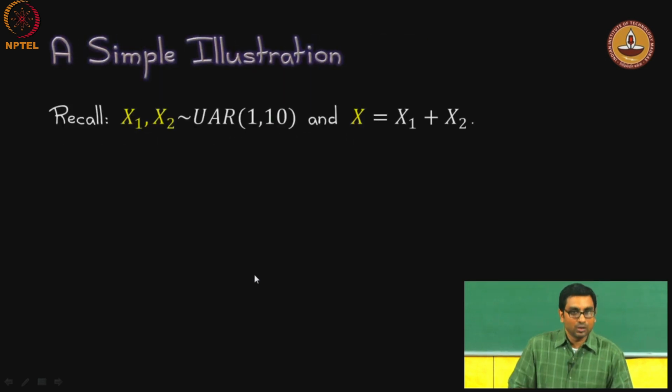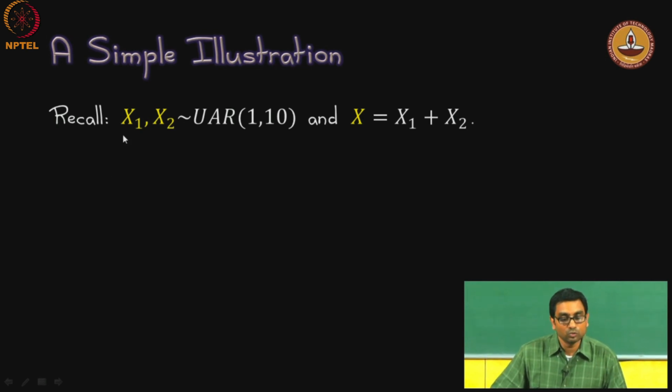Let us work out a simple example. Hopefully, this will be helpful in making the idea concrete. Recall we have already talked about this example where we have two random numbers generated uniformly at random between 1 and 10. We call them X1 and X2, and capital X is the sum of X1 and X2.